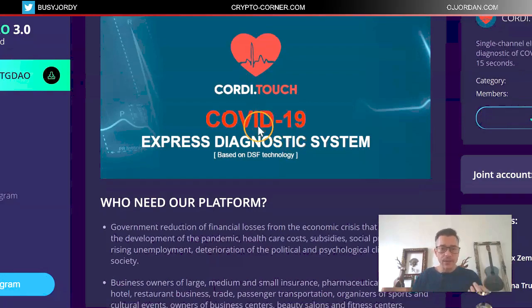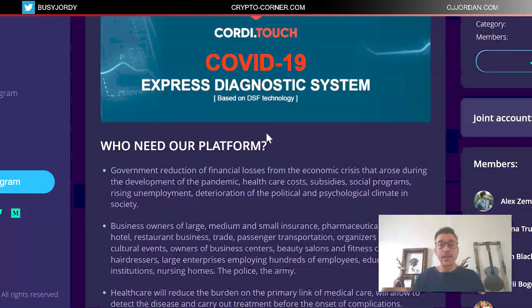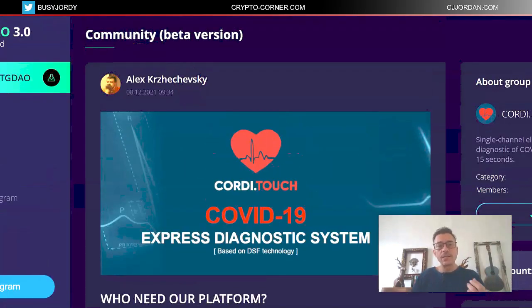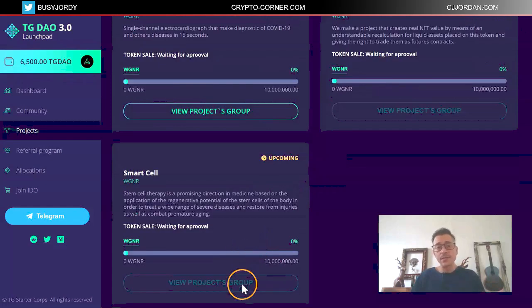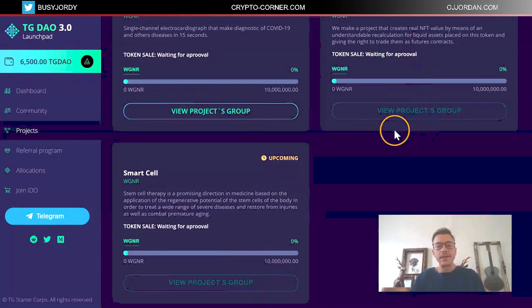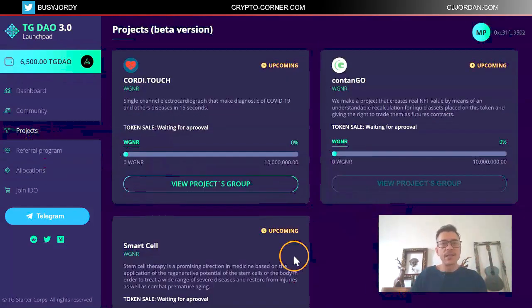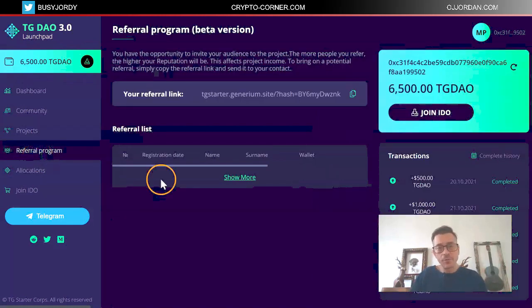So I would expect this to be a good project. And of course, it is the first one that is being picked by the team. So this is all good. I can't really see details about the other projects, but when these become available, you can go and click here and find out more. As I said, they're implementing a referral program.